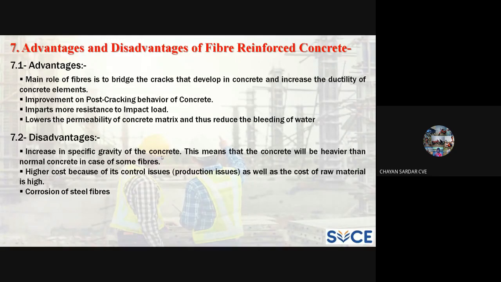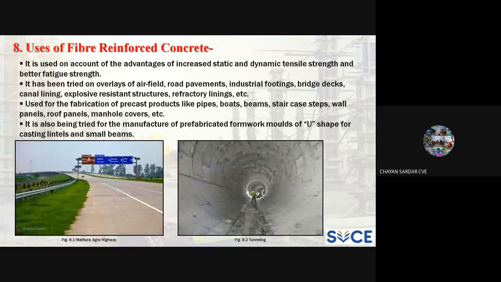Disadvantages: specific gravity of the concrete will increase, and there is higher cost and corrosion of steel fibers. Suppose you are using coiled fibers like that, they will retain some water, which will sometimes corrode the steel inside. Now usage: it is used in some roadway projects like the Mathura Agra highway, and mainly used for precast tunneling. Tunnel side walls will mainly be made with FRC concrete.